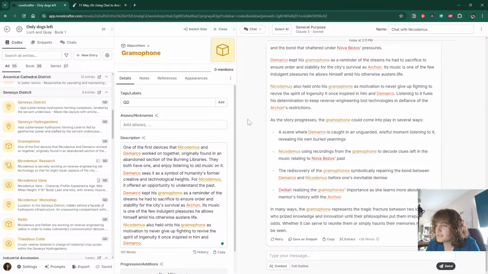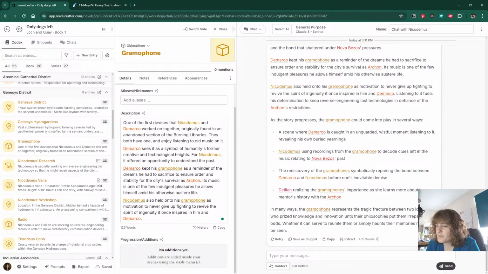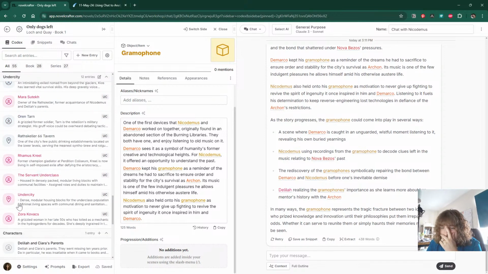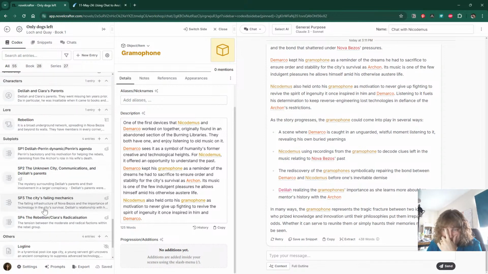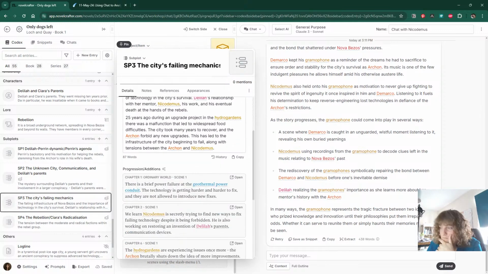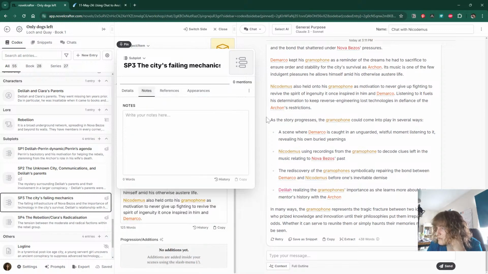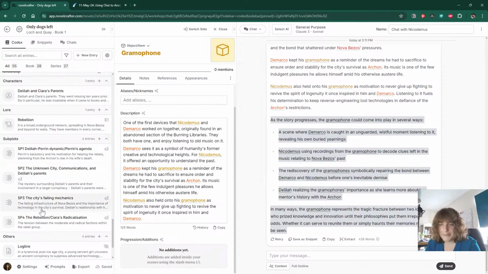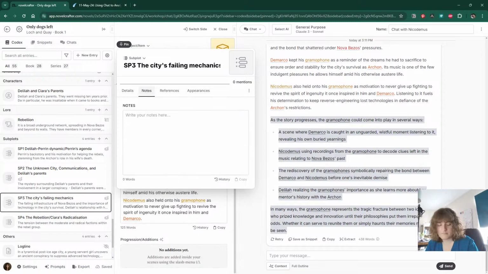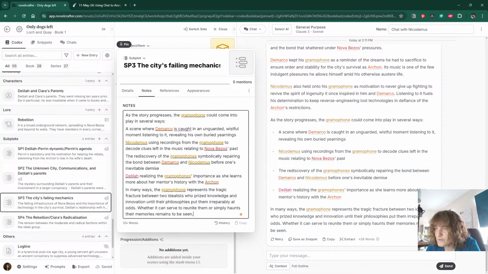So yeah, I want this to get brought up more. So this could be a moment where you use codex progressions, like say Delilah's noticing of it. I'm going to, in subplots, in the notes, I'm just going to put that there for reference.